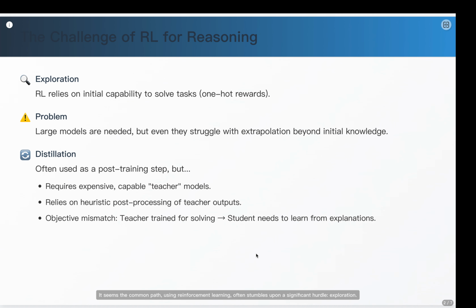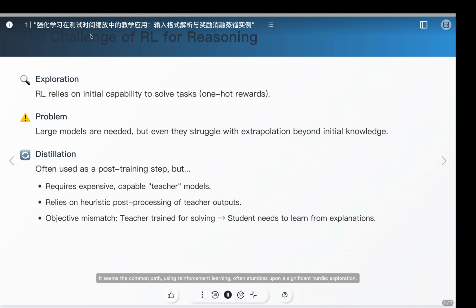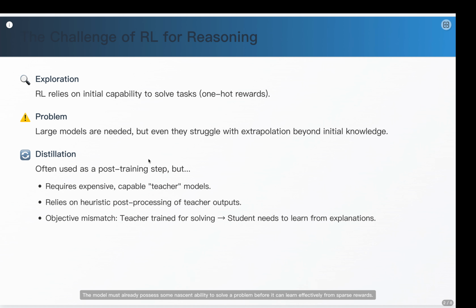It seems the common path, using reinforcement learning, often stumbles upon a significant hurdle: exploration. The model must already possess some nascent ability to solve a problem before it can learn effectively from sparse rewards. This reliance on initial capability, especially for complex tasks, raises questions.